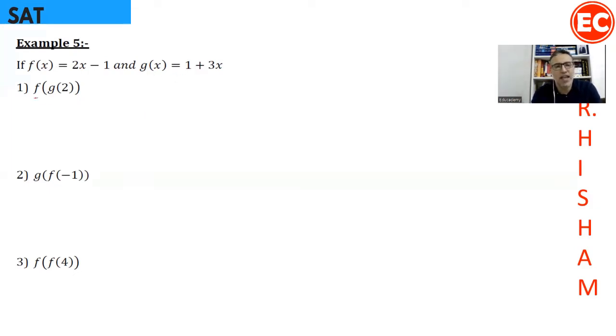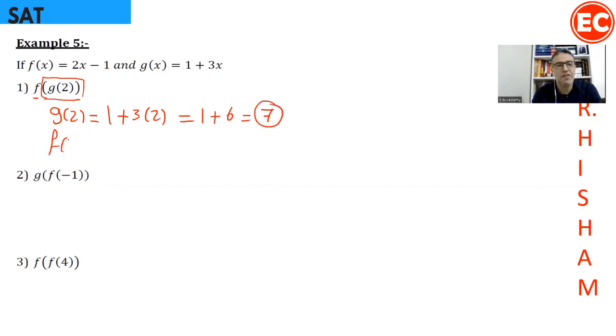What if I wanted to find f g of 2? It means first I need to find the value of g of 2. So g of 2 is equal, replacing x with 2, so it's equal to 1 plus 6, which is equal to 7. Then I'm going to take this 7 and find f of 7, which is 2 multiplied by 7 minus 1, which is equal to 13. Again, f g of 2 means I want to find the value of g of 2, then I go back and replace it in f.